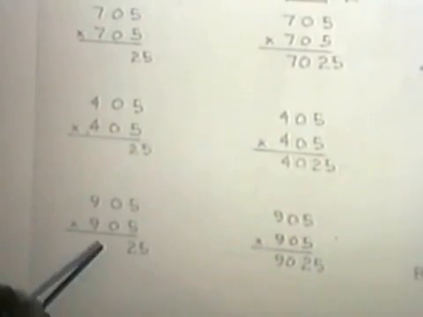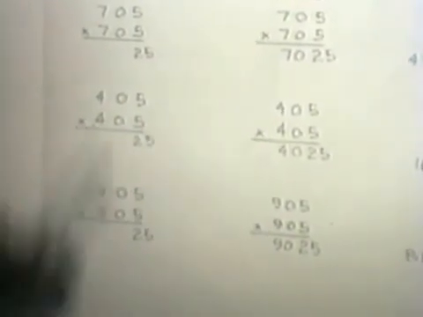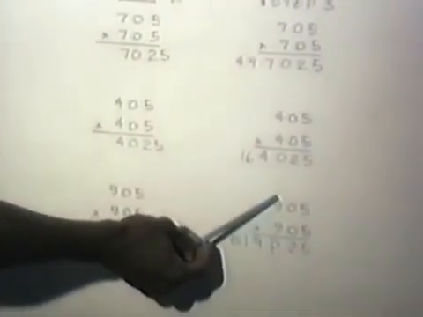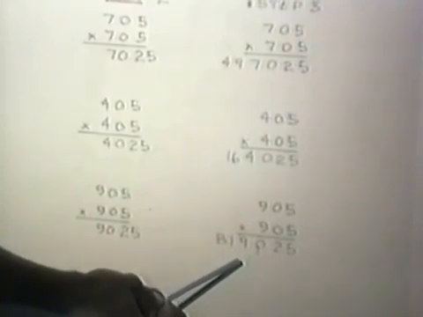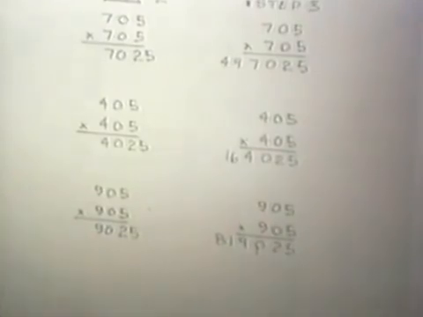One more problem of 3-digit multiplication. 905 times 905. First step, vertical. 5 times 5 is 25. Second step, bring down these 2 digits, 90. Third step, vertical multiply. 9 times 9 is 81. We bring down the 81. The answer to 905 times 905 is 819,025.